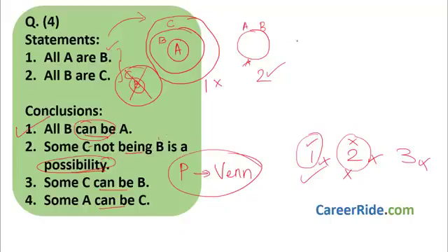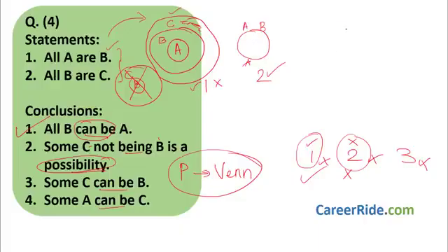All B are C. Here we have drawn it already. Can you say from here that some C not being B is a possibility? Yes, some part of C is B, but some part of C is not B. So in this situation we got it as correct. Now what is an alternative situation to this?